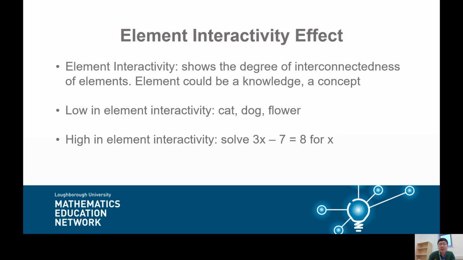Therefore, for the first example, cat, dog, flower, the element interactivity is actually as low as 1, because we process one word at one time. However, for the second material, solving this equation, the element interactivity is as high as 6 at least. There are 6 elements that are interactive. Therefore, this material is much more complex for our students.